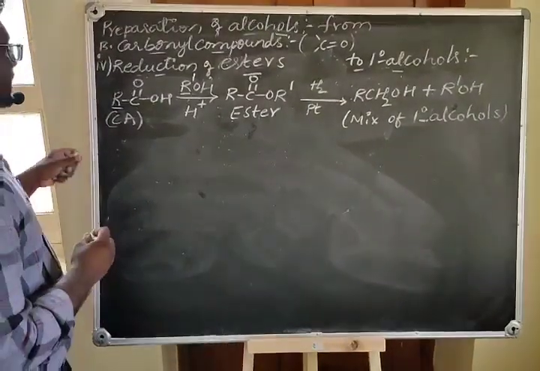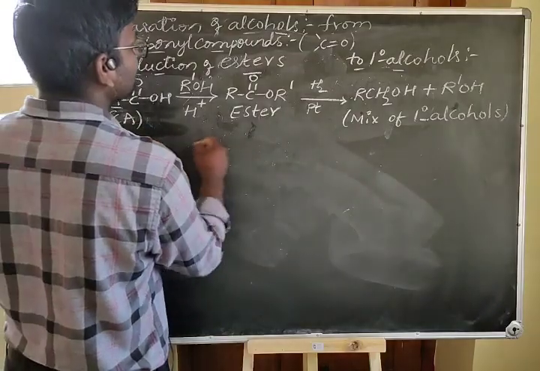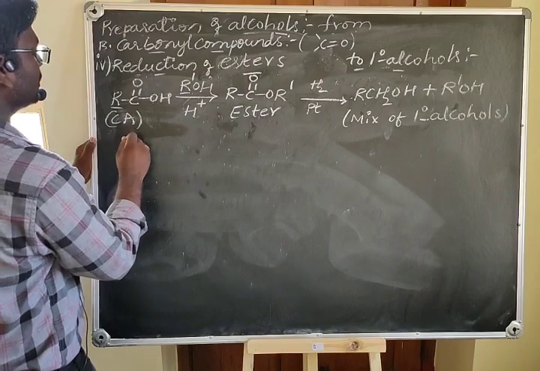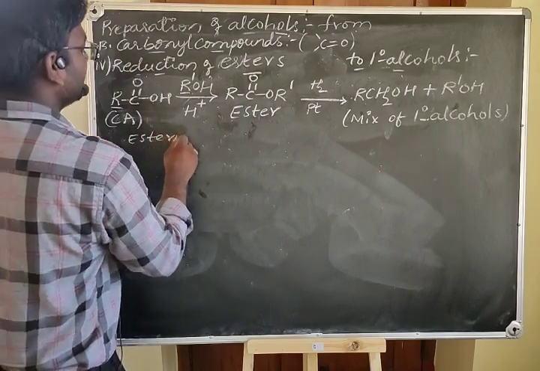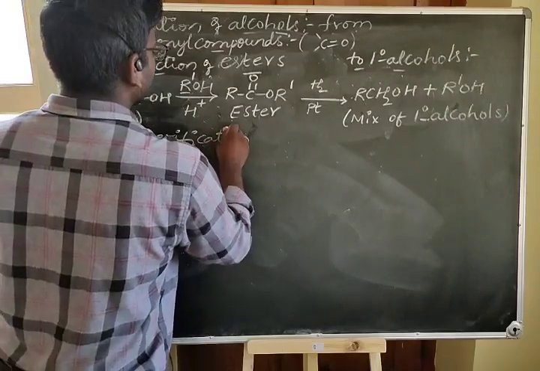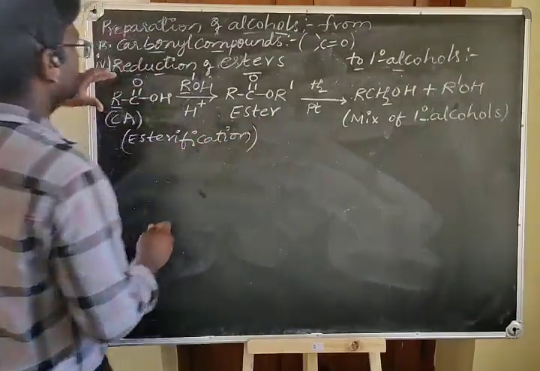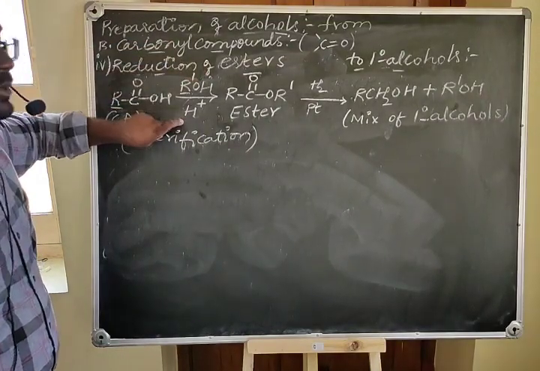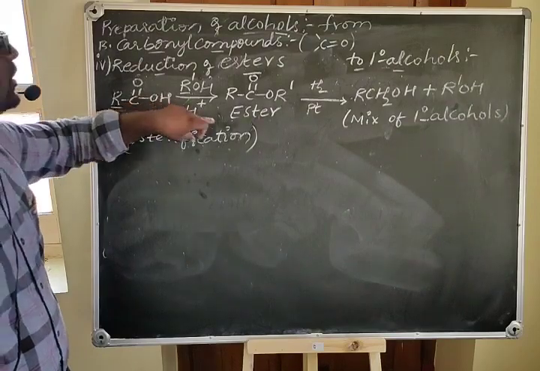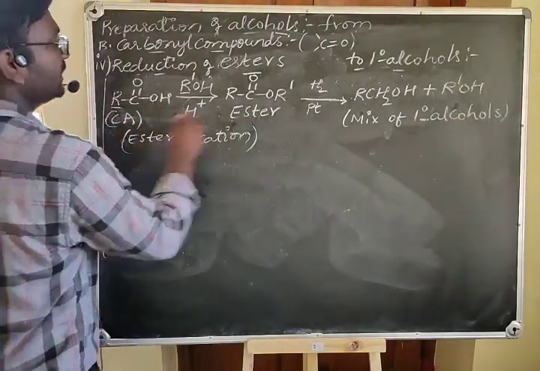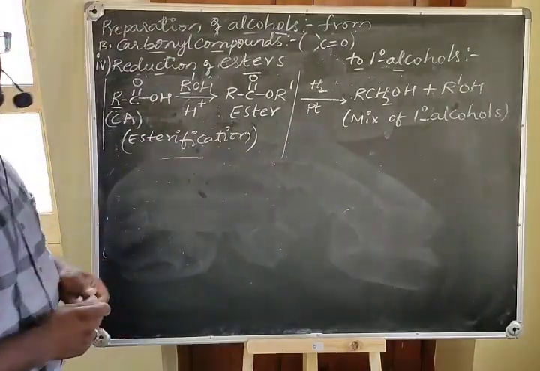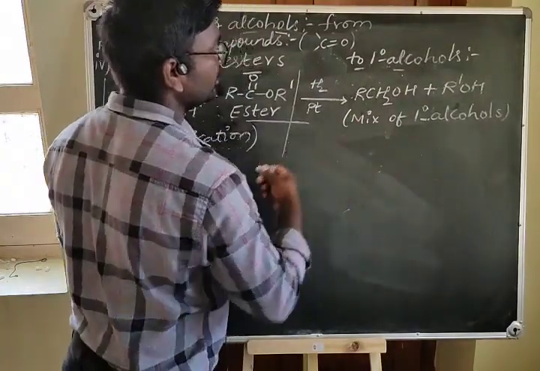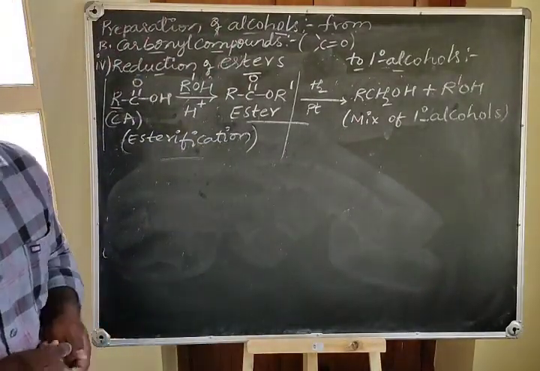Yes, the conversion of carboxylic acids to ester in this method is called esterification. That is, when carboxylic acids are treated with the alcohols in the presence of an acid, they give the ester. This method is called esterification. And the reduction of these esters will give the mixture of alcohols.